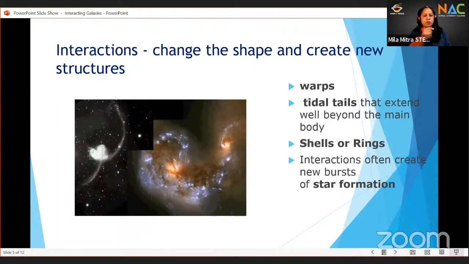So an interesting part of what happens during interactions is that, Arjun sir said that some parts of the galaxy show star formation. But when there are interactions, those create new bursts of star formation. So in such interacting galaxies, you can see a lot more star formation happening. Like the image on the right-hand side, those white and bluish dots are all star formation regions.